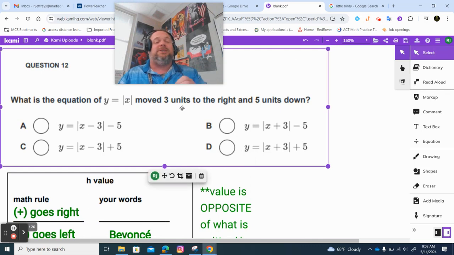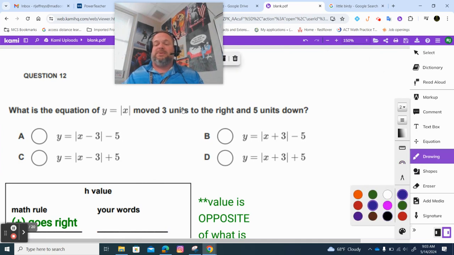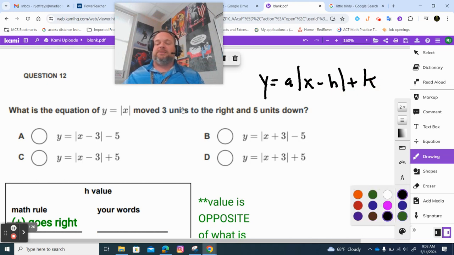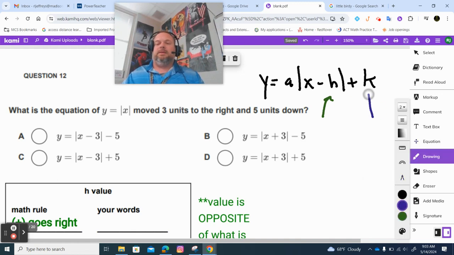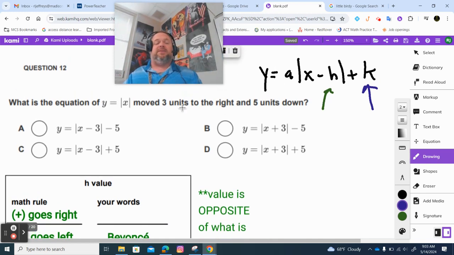The H value, all right, look, it's always written as the value is always opposite, okay? So this is 3 units to the right, okay? And it's going to be an absolute value equation because I'm lazy and I don't want to change it. These are the only 2 things you got to worry about. If the value is positive, it goes to the right, but it's written opposite.